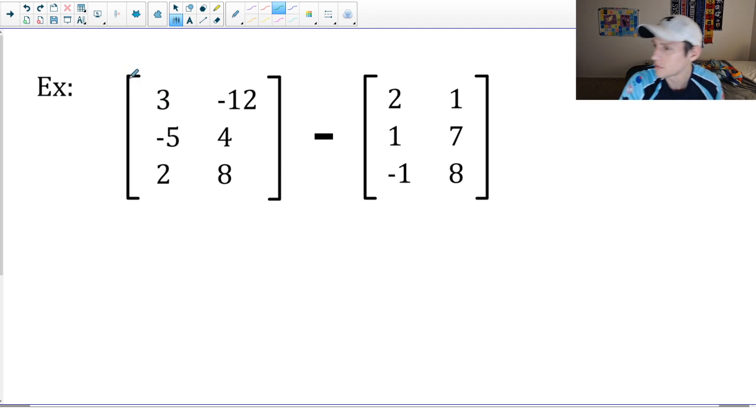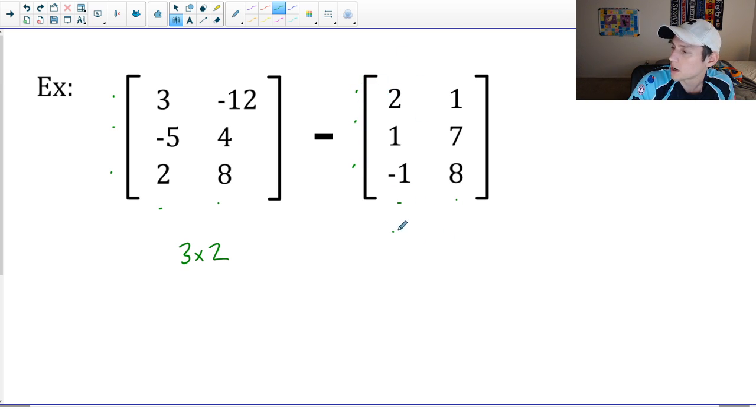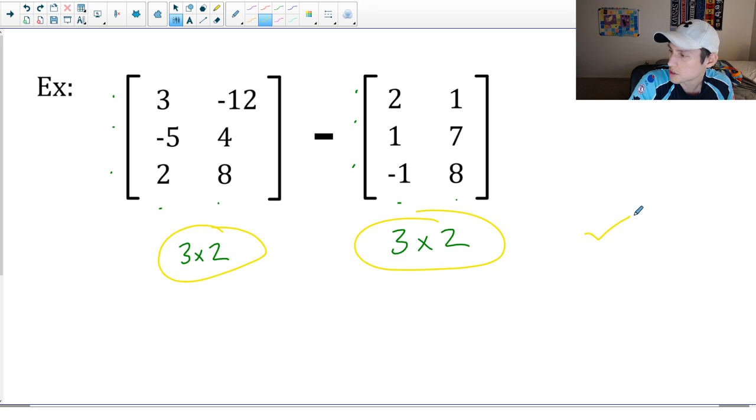All right, so starting off, I want to subtract these two matrices, but let's first do a check. This first matrix, 3 rows, 2 columns, so it's a 3 by 2. This second matrix, 3 rows, 2 columns, also a 3 by 2. These are the same dimension, so yes, I can do subtraction. We can do the matrix subtraction here.